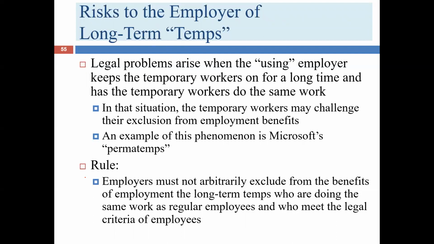So the rule here, to avoid this PermaTemp situation, is that you shouldn't exclude folks from benefits merely because you're calling them temps, if they really aren't temps. If they're doing the same work as your regular employees, and they otherwise meet the definition of regular employees, you can't segregate them by saying, oh, we're putting them into another category, because that characterization becomes arbitrary. Somebody isn't temporary if they've been here for more than 6 months. That's somebody who is an employee at that point.